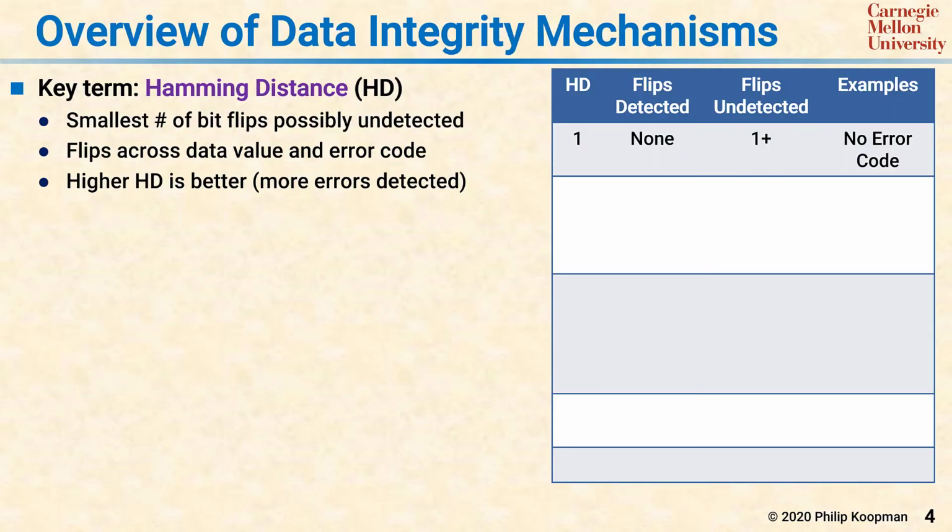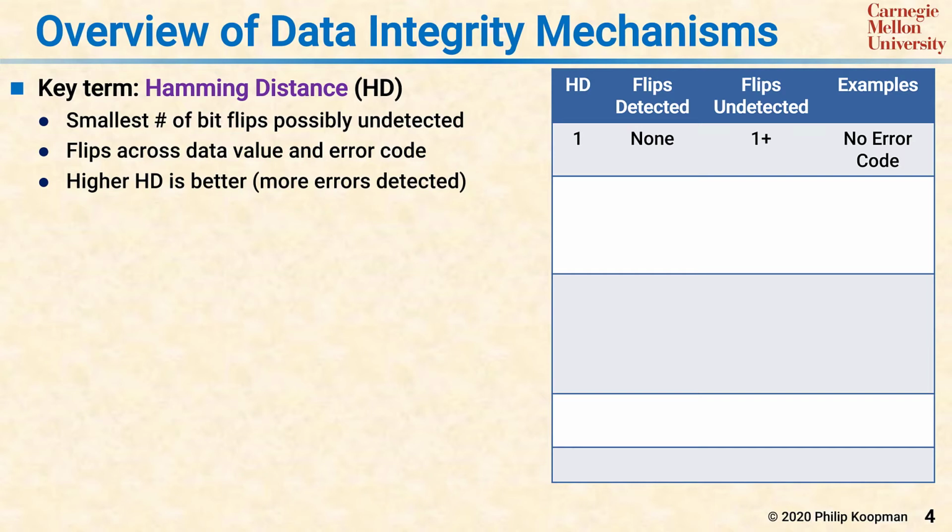Here's an overview of data integrity mechanisms typically used in embedded systems. A key term is Hamming distance, HD. Hamming distance is the smallest number of bit flips possibly undetected. This is a little bit tricky because you're usually interested in how many bit flips you can detect, and the Hamming distance is the number that are possibly undetected. So for example, if you want to detect all 1, 2, and 3-bit errors, the Hamming distance is not 3, the Hamming distance is 4, because the Hamming distance of 4 means there's at least one 4-bit error in the code word that is somehow undetectable.